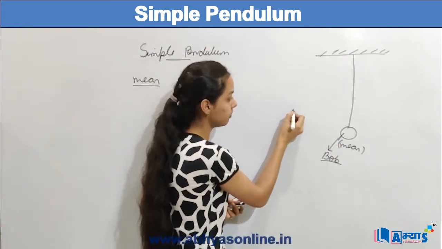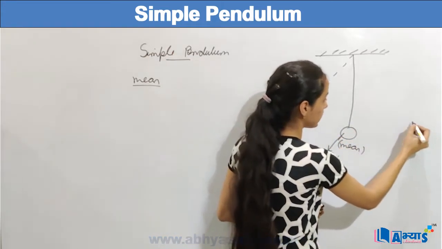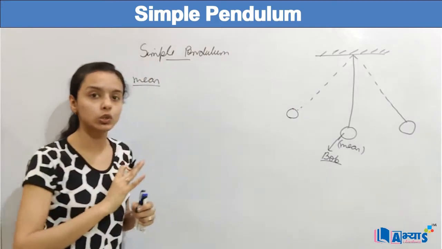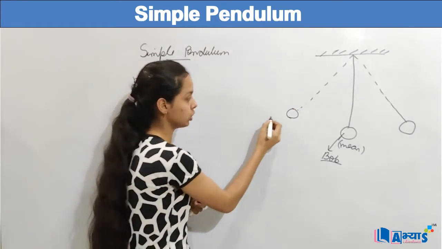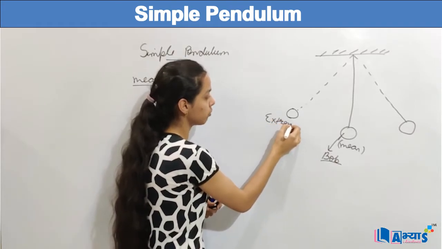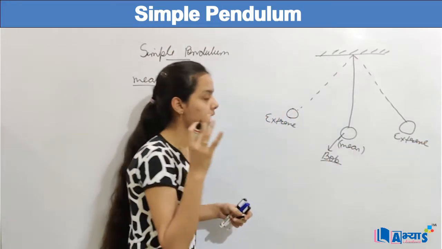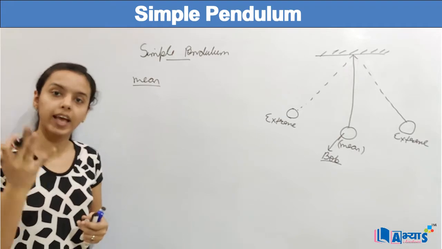Suppose it comes here, and on the right side it goes till here. Now when it goes to the extreme sides, the name comes like the extreme position. So this is the extreme position, and this is also the extreme position. At the center point we have the mean position, and on either side we have the extreme positions.